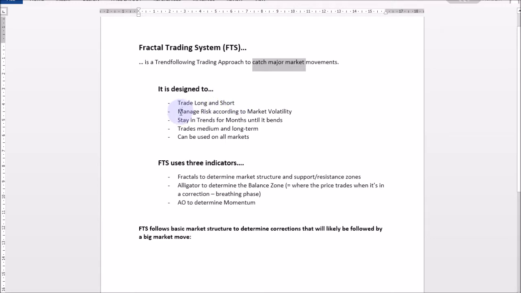It incorporates market volatility. It's not using an ATR, but by using one of the indicators that I explained down here, we are easily able to take into account market volatility, and we can manage our risk well using the indicators. We want to stay in trends for months until they bend.